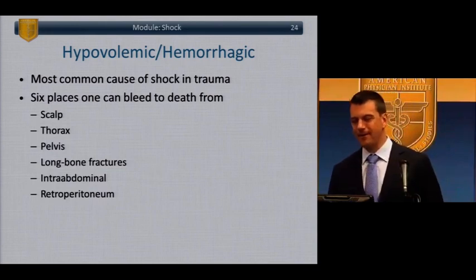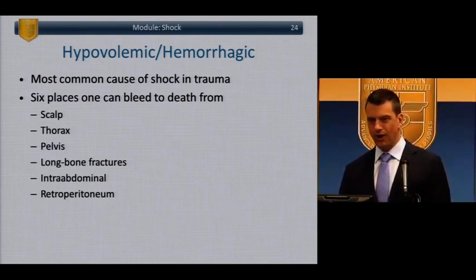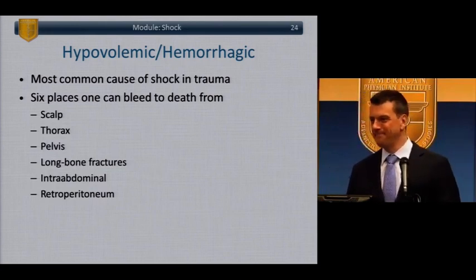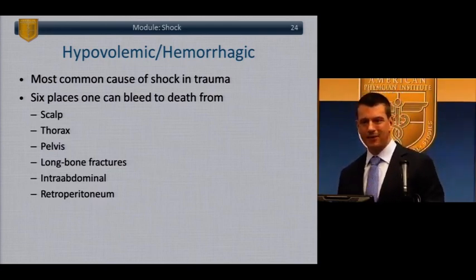So hypovolemic hemorrhagic shock is the most common cause of trauma. Trauma is well represented, I believe, on the exam. So there's 6 places that you can bleed to death initially. The first can be the scalp, and we usually say, where's the blood?